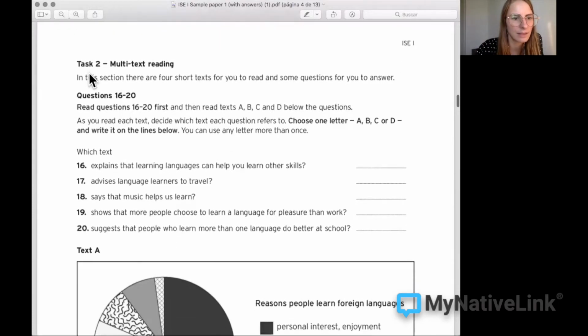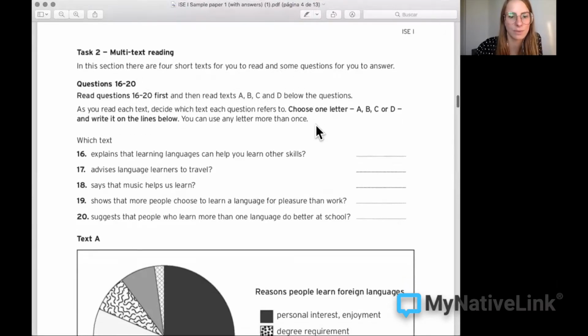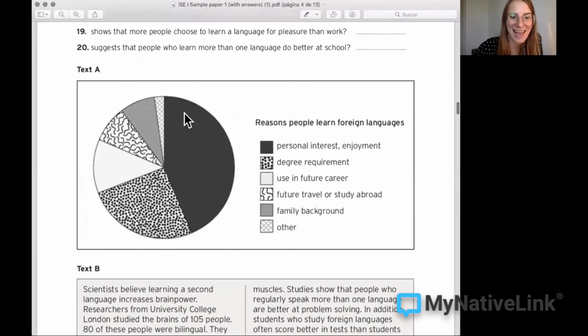And let's see, in this section there are 4 short texts for you to read and some questions for you to answer. So look at the text. Text A is the pie chart. So sometimes you get visual information. In this case, you're getting a pie chart with visual information, and you are getting, for example, the amount of things. So reasons people learn foreign languages. So you can see most of the color is personal interest and enjoyment. So if you wanted to write this information, you'd say most people learn foreign languages for personal interest and enjoyment.